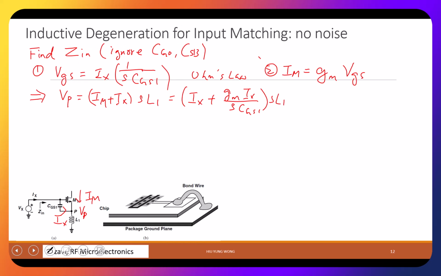And because of this, not yet actually. And now, how about Vx? Again, we use KVL. Vx equals VGS plus Vp, right? Vx equals Vp plus VGS. The total voltage is this voltage plus this voltage. Right? Is that okay?